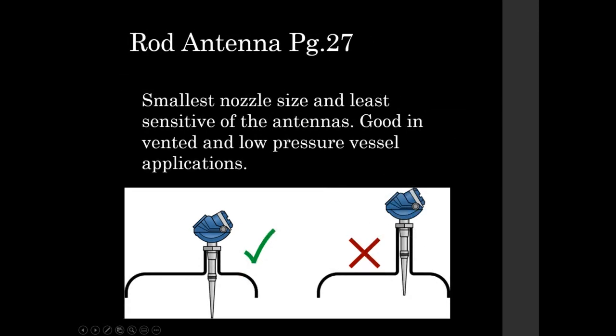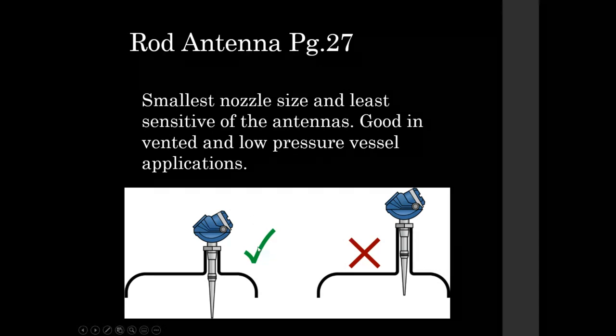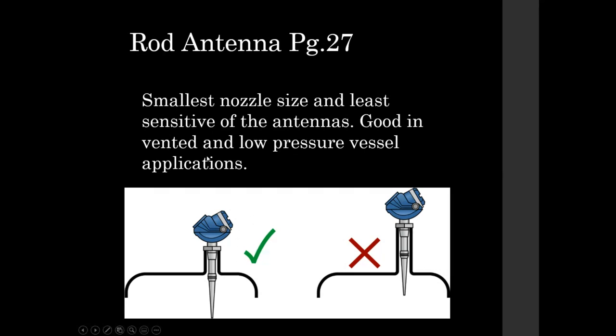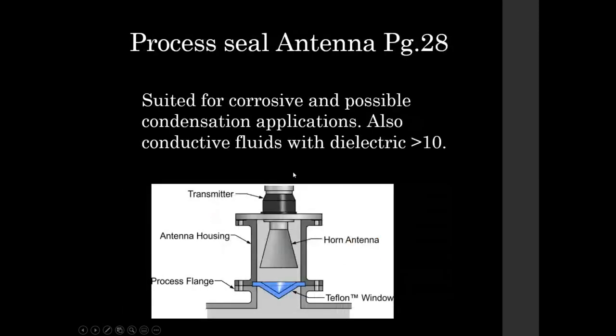Rod antenna, benefit here, smallest nozzle size. Least sensitive to buildup at the antenna, good in vented and low pressure vessel applications. And excuse me for going really quickly through here, but these are basically my notes, hopefully just to help you get through some of the details a little quicker.